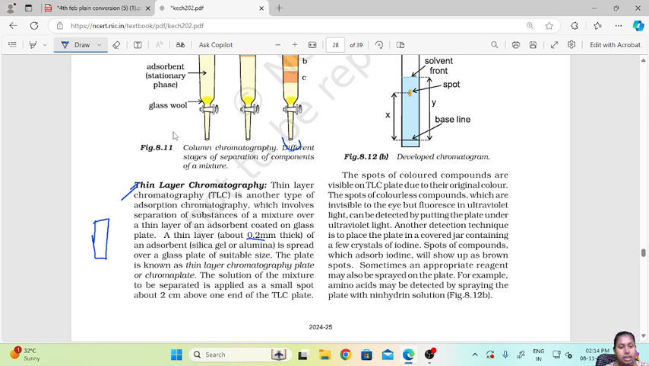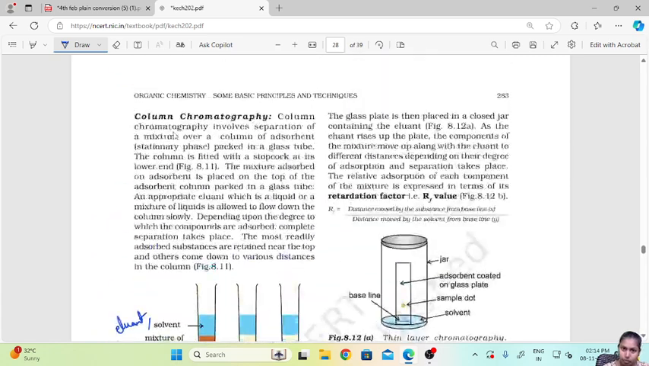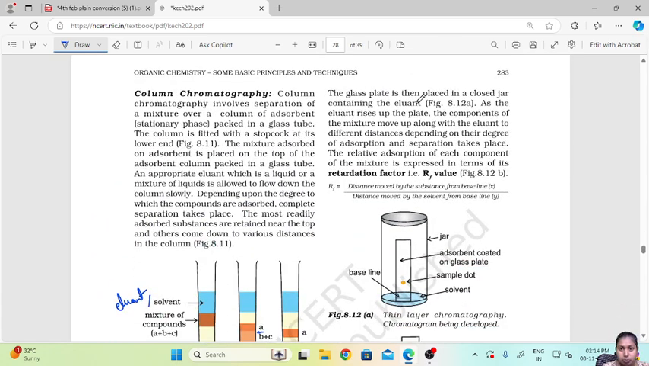Now the plate is known as a thin layer chromatography plate or a chroma plate. Now the solution of the mixture to be separated is applied on the plate as a small dot, about 2 cm from the edge of the TLC plate. You point the solution which you want to separate out. Okay, and then you dip this into a jar containing the solvent. Now this can be a pure solvent or a mixture of solvents.